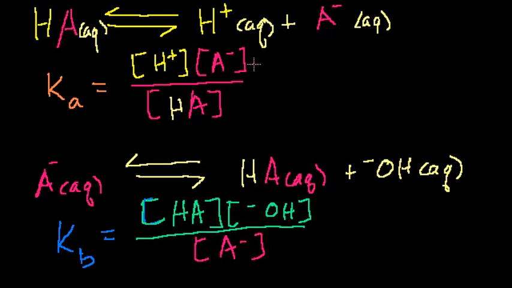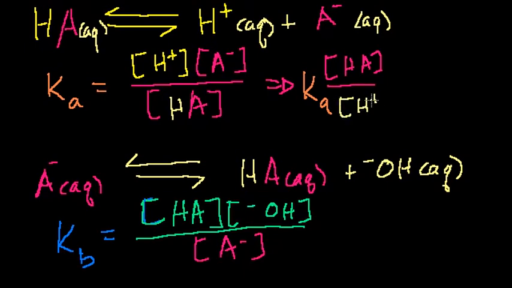If we multiply both sides of this equation by HA over H plus, on the left-hand side we get Ka times the inverse of this. So you have your Ka times HA over H plus is equal to your concentration of your conjugate base, A minus.